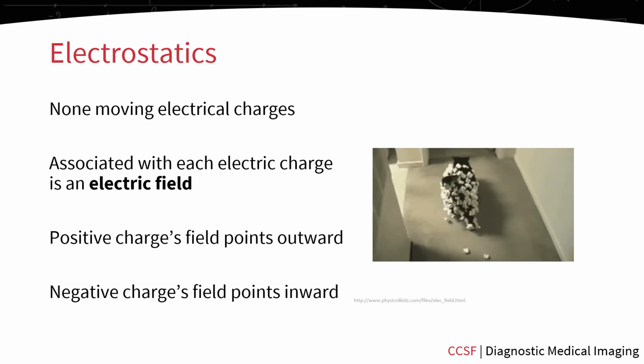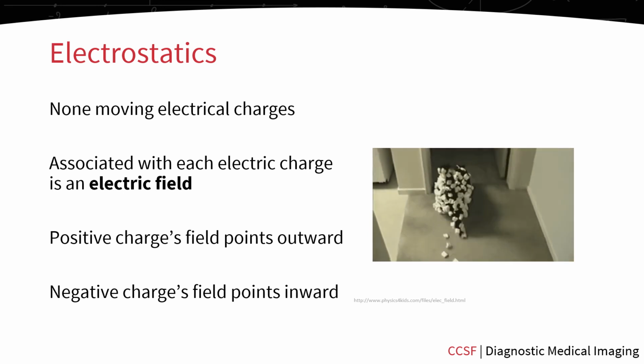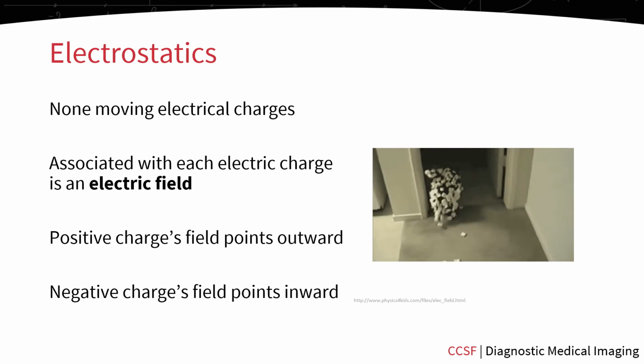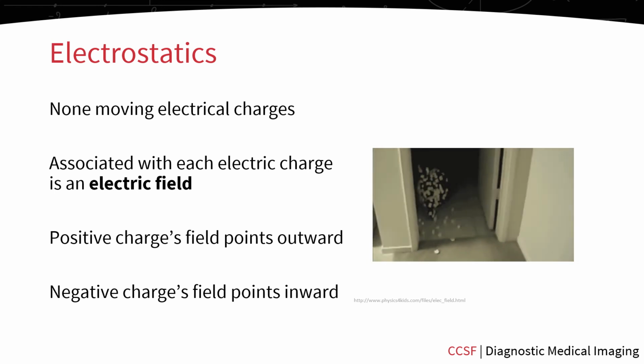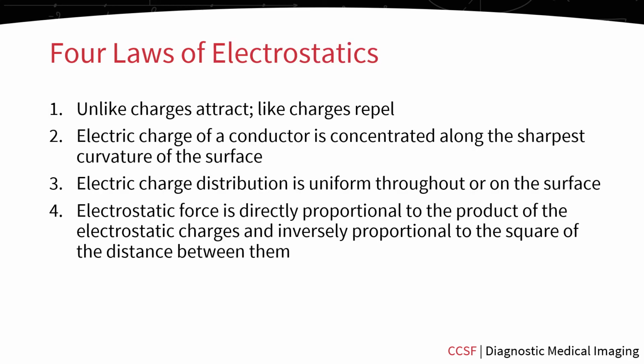We just learned that electrification is the movement of electrons between two objects. However, with electrostatics, we're studying electrical charges at rest. An electrically charged object generates an electric field. An electric field points outward if the object is positively charged, and the electric field points inward if it's negatively charged. There are four laws of electrostatics that you need to be familiar with, and we'll go over each of these four laws in detail now.